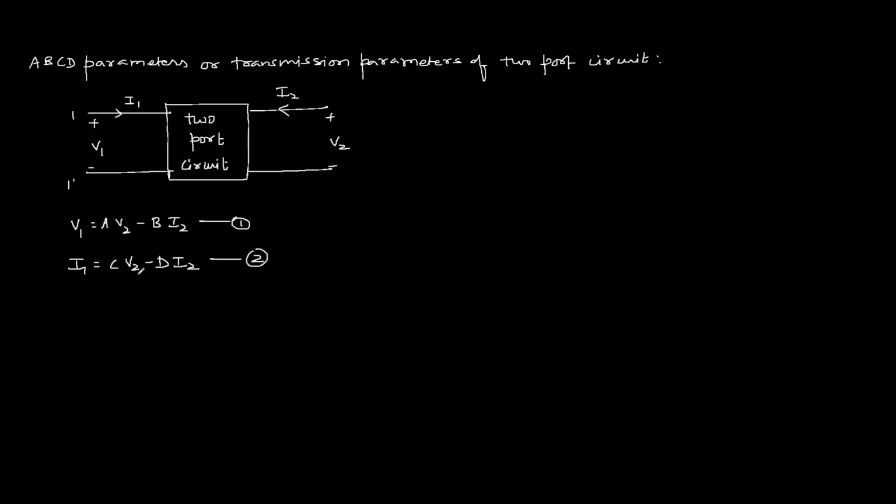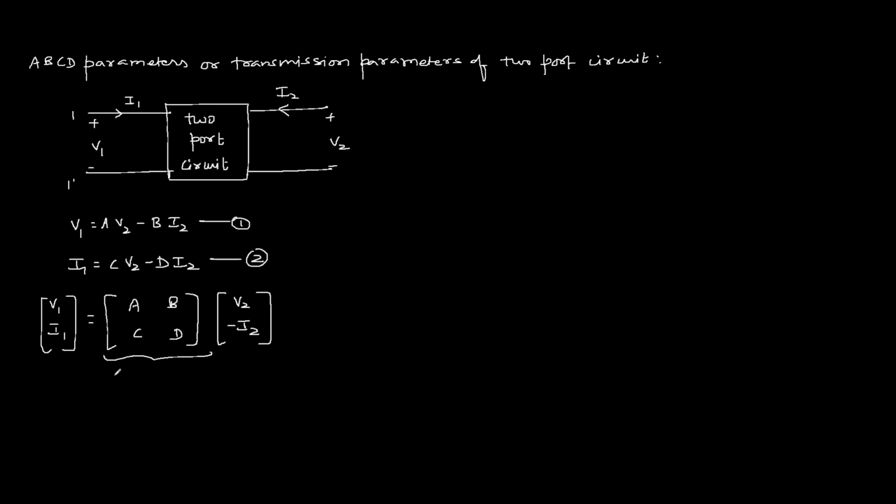Now we can write these equations in the form of a matrix: V1, I1 on the left hand side, and then the A B C D 2 cross 2 matrix, and V2, I2 with a negative sign. This is the transmission matrix or ABCD matrix.